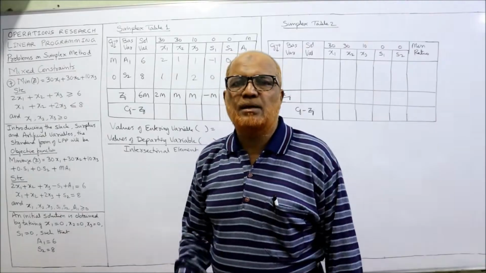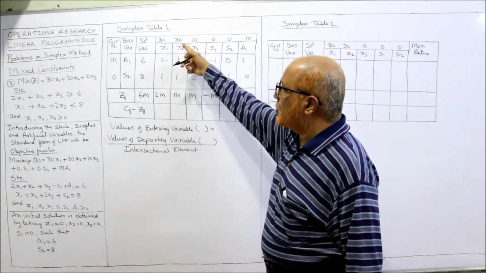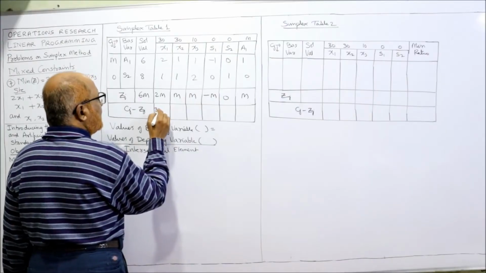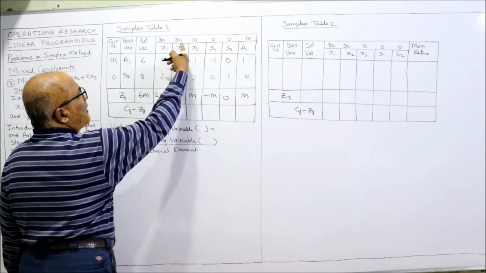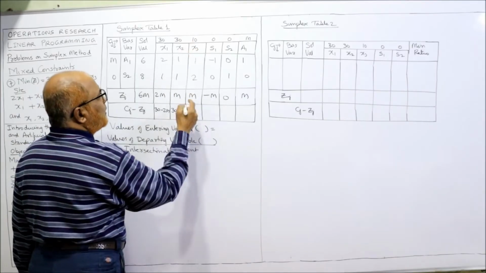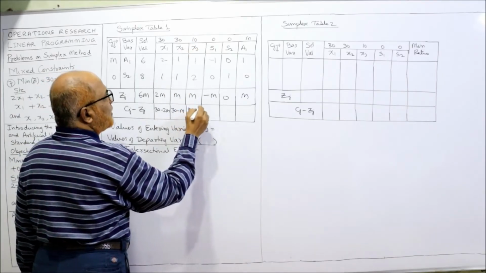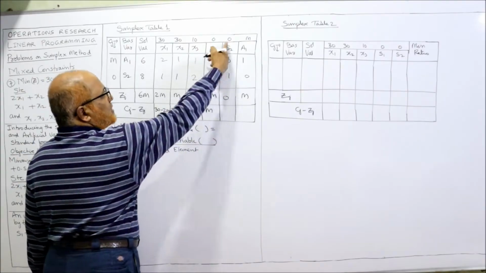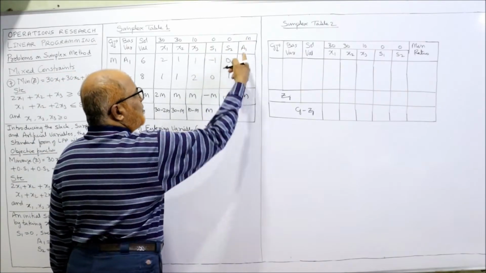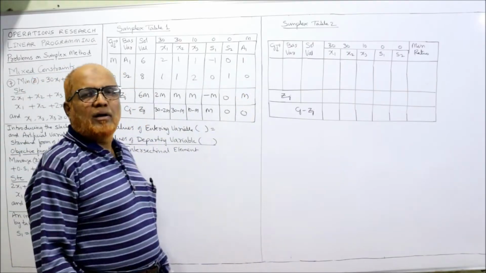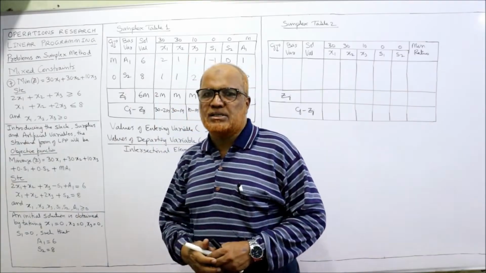Now we need cj minus zj. Cj is on the top. 30 minus 2m. Here 30 minus m. Here 10 minus m. Here 0 minus minus m will become plus m. 0 minus 0, 0. M minus m is 0. That's all. Now remember the optimality test.